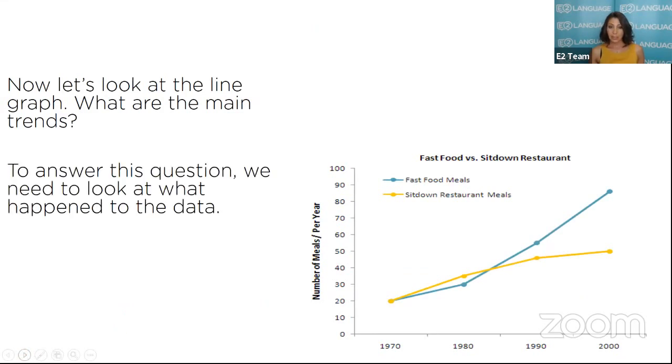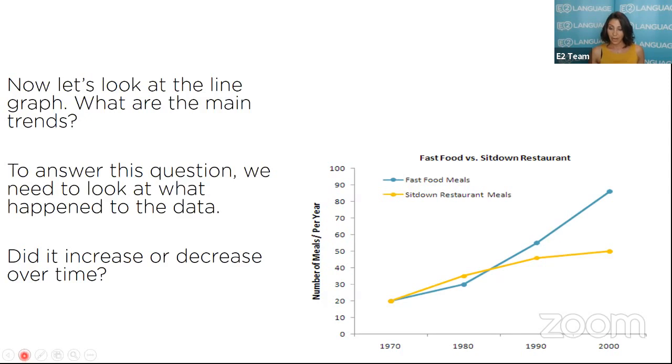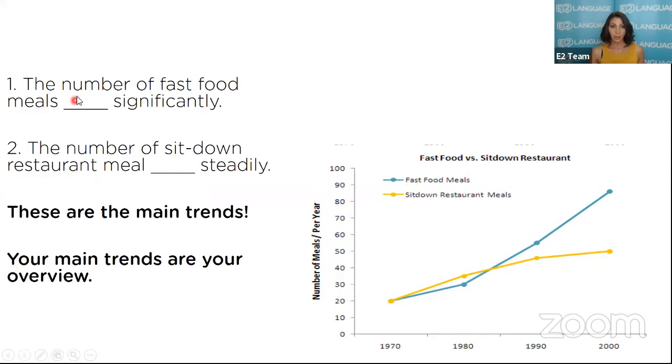To answer this question, we need to look at what happened to the data. Did it increase or decrease over time? And if so, how much? Rapidly, slightly, consistently? So, the number of fast food meals did what significantly? The number of fast food meals rose significantly. Now, I could say increased, but I already used it when I was talking about the data in the pie charts. So instead of increased, I'll use the synonym rose. Then what happened to the number of sit-down restaurant meals?